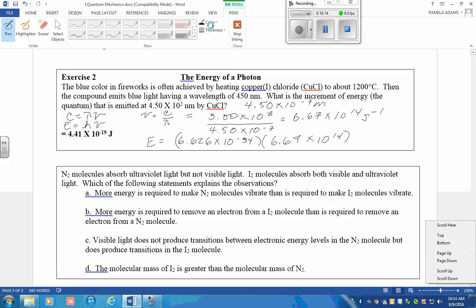Oops, I have a circle of doom here. So it's a false statement. More energy is required to remove an electron from the I2 molecule than removed from the N2 molecule. Also doesn't answer the question. Visible light does not produce transitions between electronic energy levels. That would be a shell in the N2 molecule, but does produce transitions in the I2 molecule. That does answer the question. The molecular mass of I2 is greater than that of N2. That is true, but also does not answer the question.